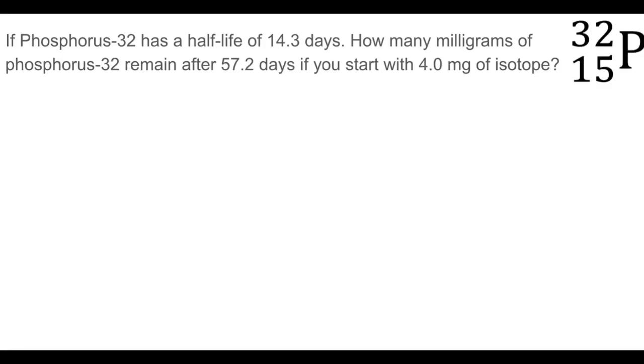All right, let's do some practice with some half-life equations. We're going to start with phosphorus-32, which has a half-life of 14.3 days. How many milligrams of phosphorus-32 will be left after 57.2 days if you start with 4 milligrams of the isotope?